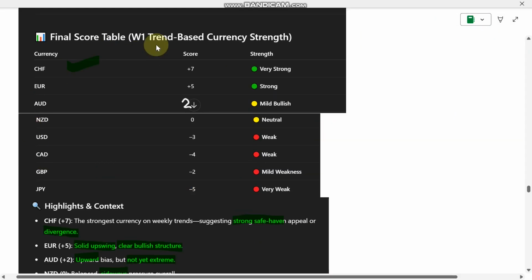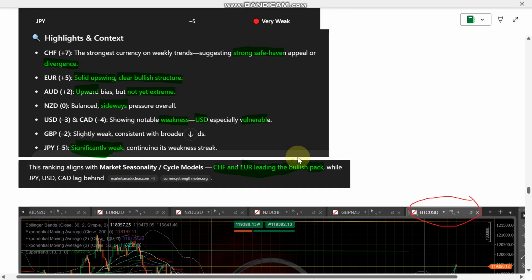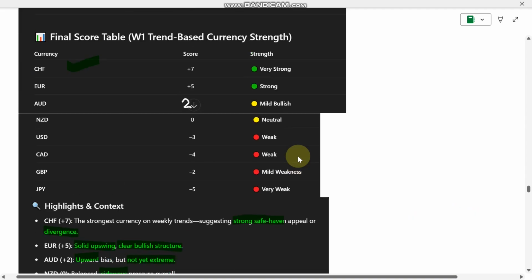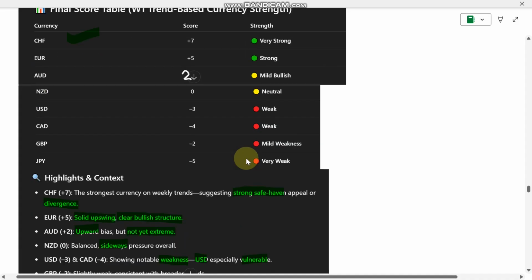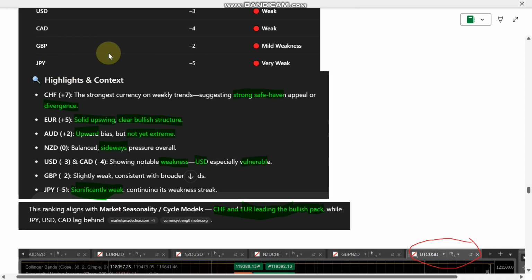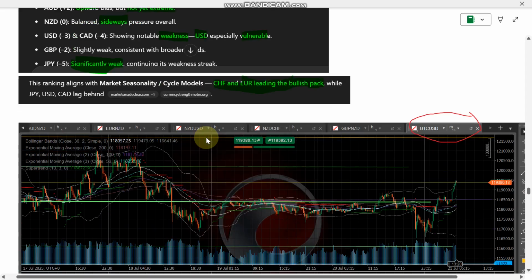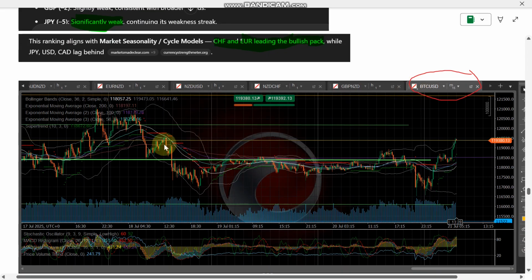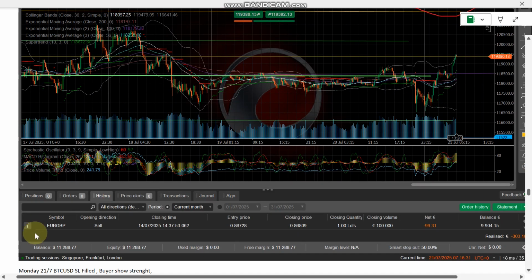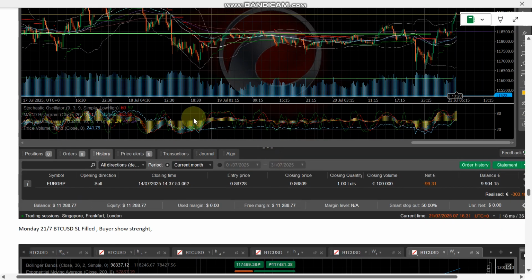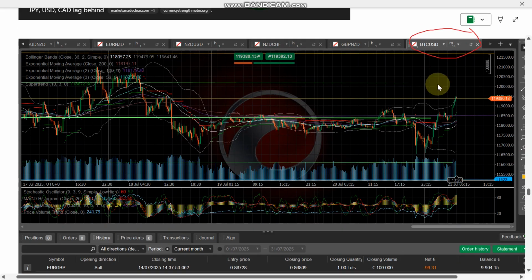Final table. This is the trend checking with the AI. Swiss franc today is strong and euro 2 pairs. The weakest is JPY and GBP and JPY. Bitcoin 15 minutes. Just to show how the Bitcoin runs, they're going back up.